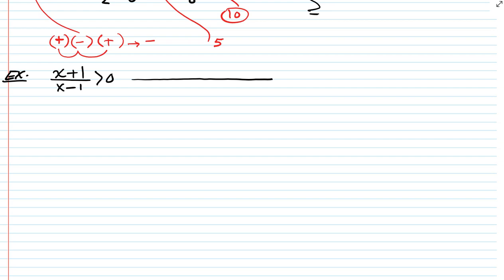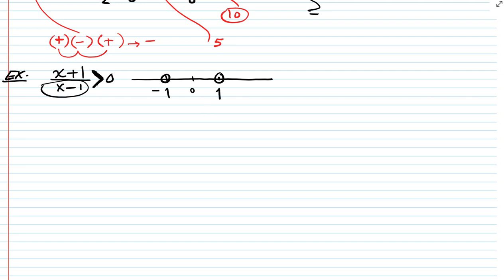And we're going to draw a number line. Here's my reference point 0. Now let's see what makes the top 0, x plus 1. And negative 1, right? Negative 1 plus 1, 0. And make that open circle because the inequality is greater than. It doesn't have an equal sign. And then x minus 1, what makes the bottom 0? 1. And here's 1.